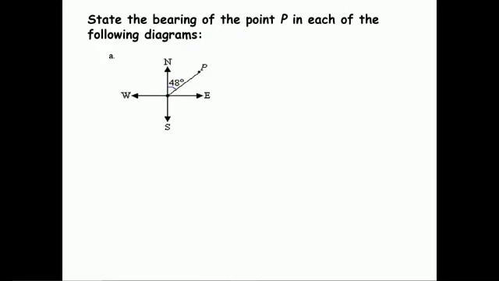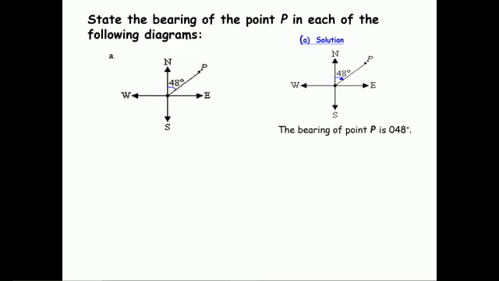Okay, so we have another example. North, east, south and west directions are already there, and the point is in between north and east. It is already marked 48. So we have to find the bearing from the point P. You can see the solution. North to P is 48. So it is a direct question. You can write the bearing as 048.